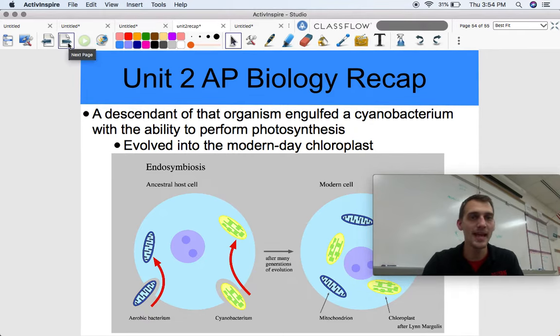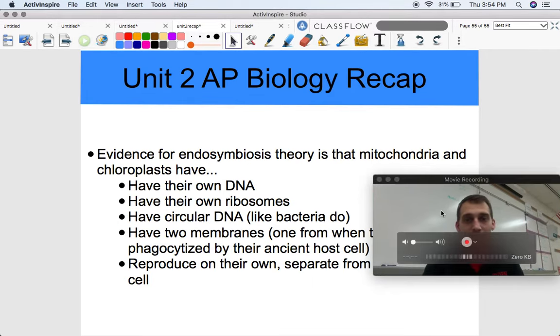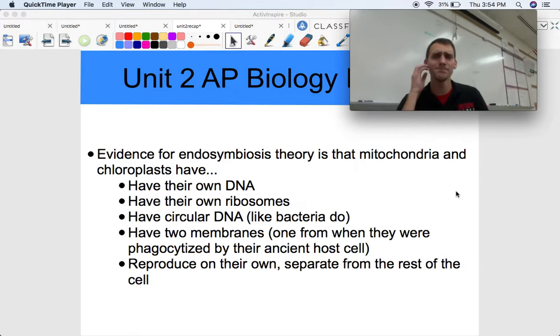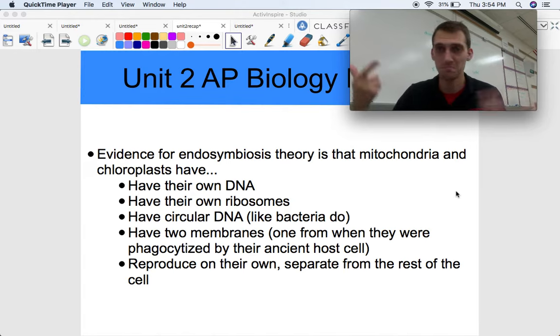How we know this is actually true, the evidence behind this, is that mitochondria and chloroplasts have their own DNA. It's like they're their own separate cell. They have their own ribosomes. It's like they could live on their own. Again, they have circular DNA, just like bacteria do.